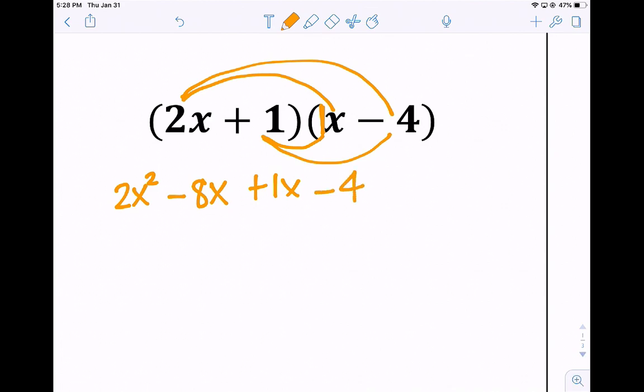From here, we combine like terms. You should recognize our like terms are always ending up in the middle. If you distribute in the order from left to right, it should always end up like that. So negative 8x plus 1x is going to be negative 7x, and then minus 4.